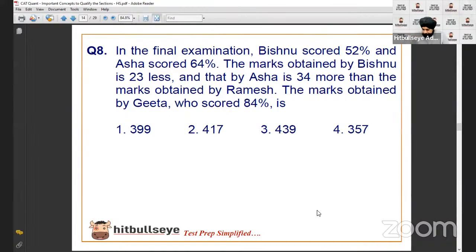Yes, Raman, Khushi, go, understood this? Try this question in front of you now, percentage. Try this, try.